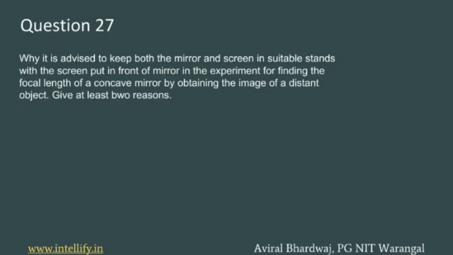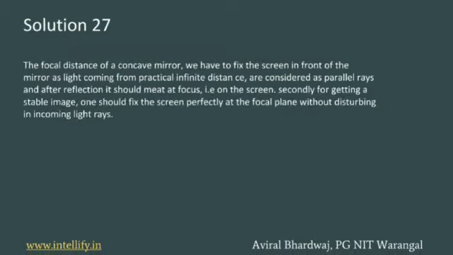Why is it advised to keep both the mirror and the screen in suitable stands, with the screen put in front of the mirror, in the experiment for finding the focal length of a convex mirror by obtaining the image of a distant object? Give at least two reasons. This is an experimental question.